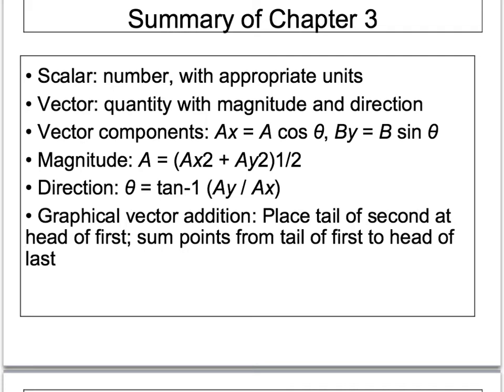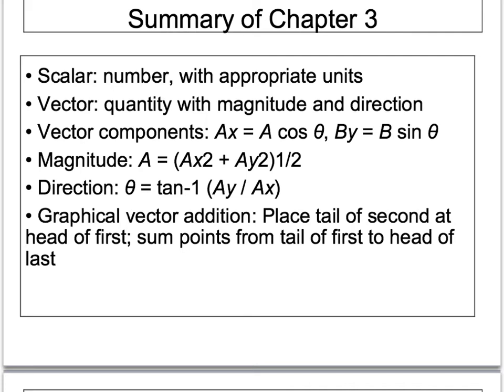Quick review of vectors. A scalar is a number with appropriate units but no direction. A vector is a quantity that has magnitude and direction. So whenever you give a vector, whatever you give has to have magnitude and direction, number with units and direction.